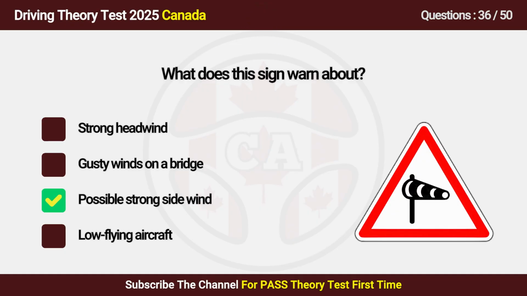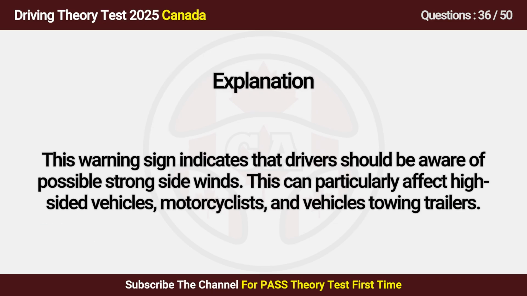Answer is C. Possible strong side wind. This warning sign indicates that drivers should be aware of possible strong side winds. This can particularly affect high-sided vehicles, motorcyclists, and vehicles towing trailers.